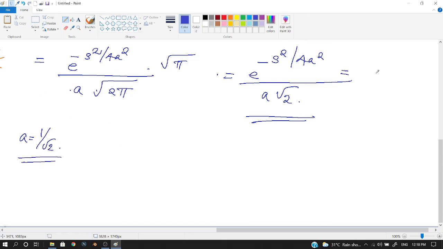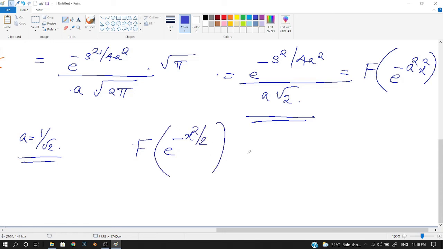So actually this is our Fourier transform of the function e raised to minus a square x square. When you put a as 1 by root 2, our Fourier transform of e raised to minus x square by 2 is equal to e raised to, when you put a as 1 by root 2, here 1 by 2, so minus s square by 2, here cancelled. So the Fourier transform of e raised to minus x square by 2 is equal to e raised to minus s square by 2. So here we can say e raised to minus x square by 2 is self-reciprocal.